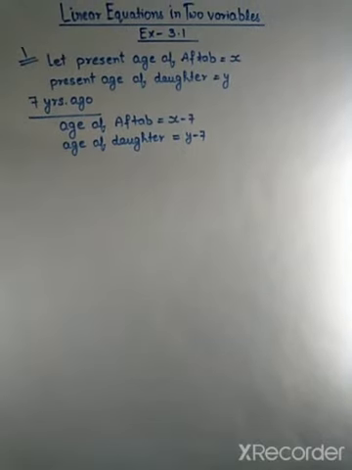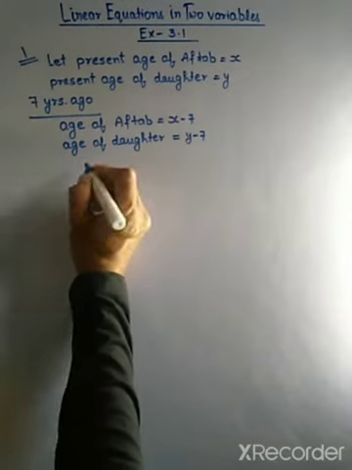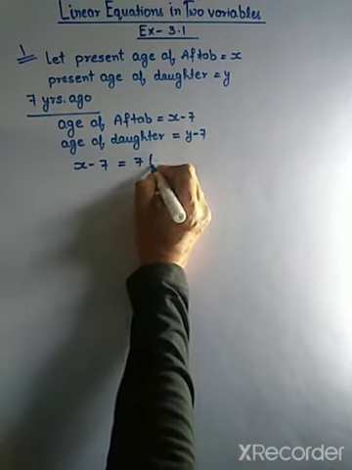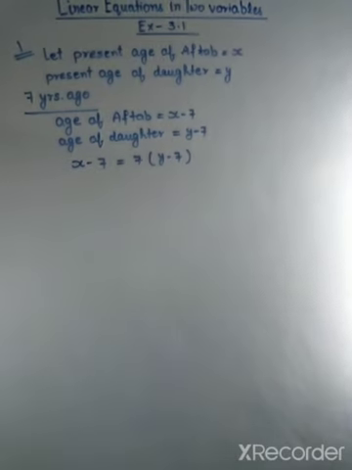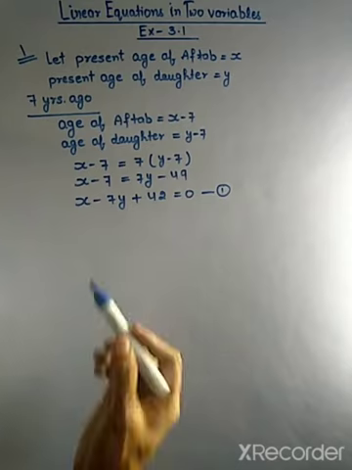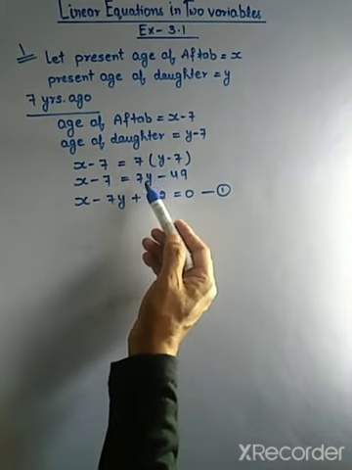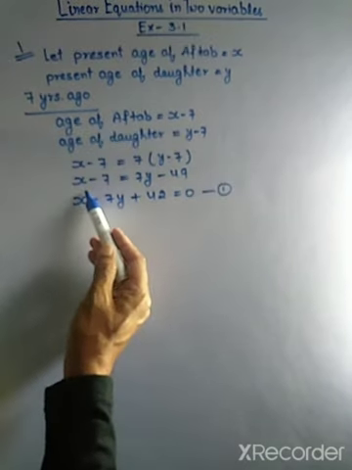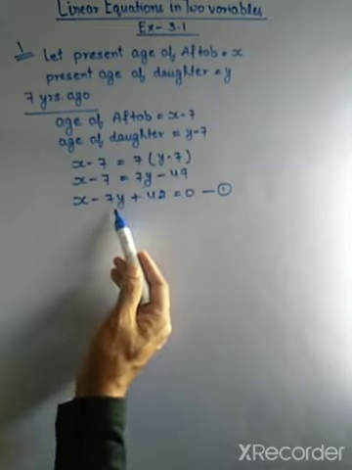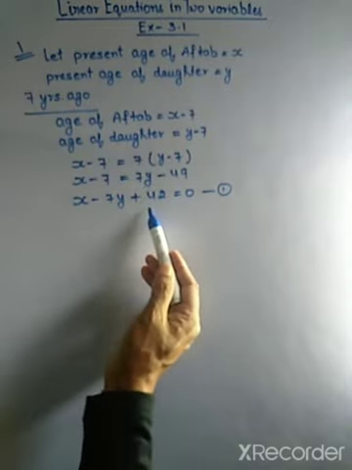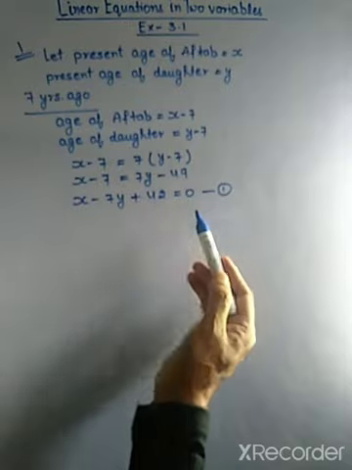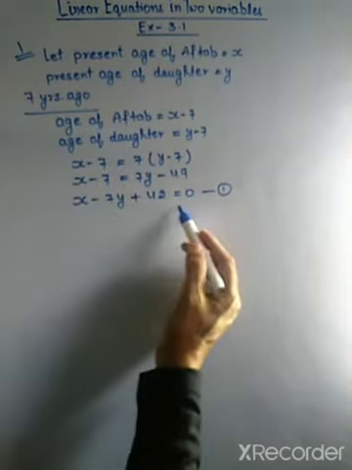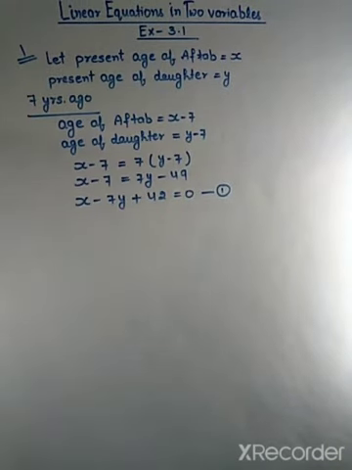According to the question, the age of Aftab is 7 times. The age of Aftab, that is x minus 7, is 7 times the age of his daughter. Now simplify it. So x minus 7 equals 7y minus 7 sevens are 49. If we shift minus 49 here and 7y to the left hand side, it will be x minus 7y minus 7 plus 49, which is 42, equals 0. So this is the first condition, the first linear equation of the given word problem.